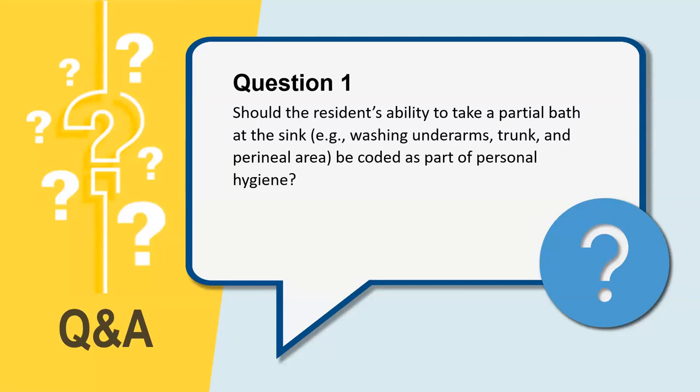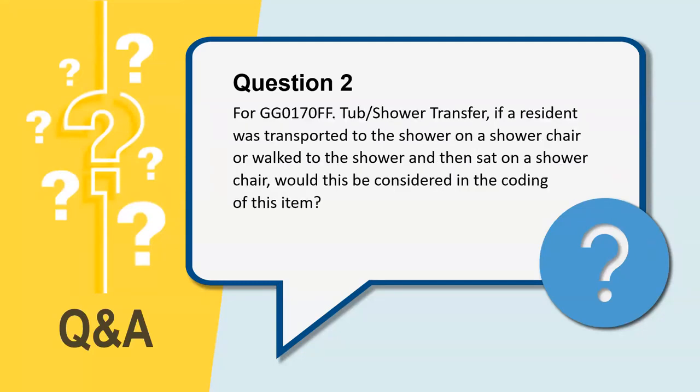Okay, thank you. Our next question, for GG01301 tub shower transfers, if a resident was transported to the shower on a shower chair or walked to the shower and then sat on a shower chair, would this be considered in the coding of this item? Tub and shower transfers involve the ability to get into and out of the tub or shower. It does not include how the resident gets to the shower or tub room. Therefore, code only based on how the resident gets into and out of the tub or shower.